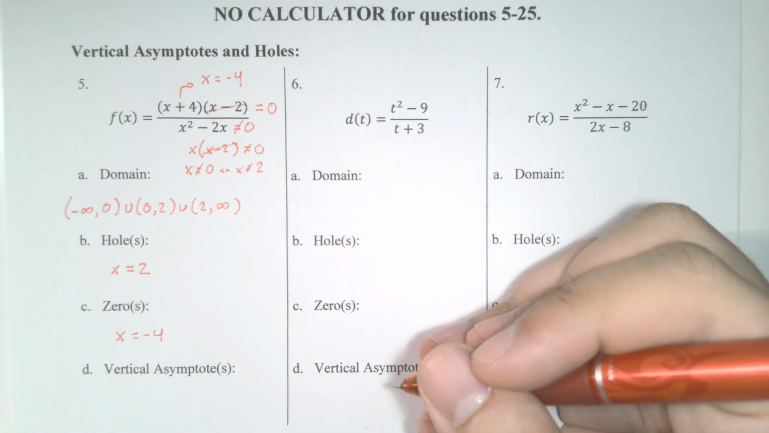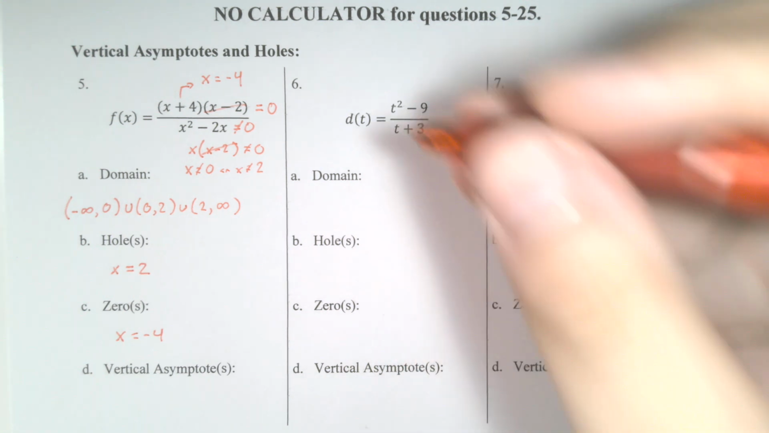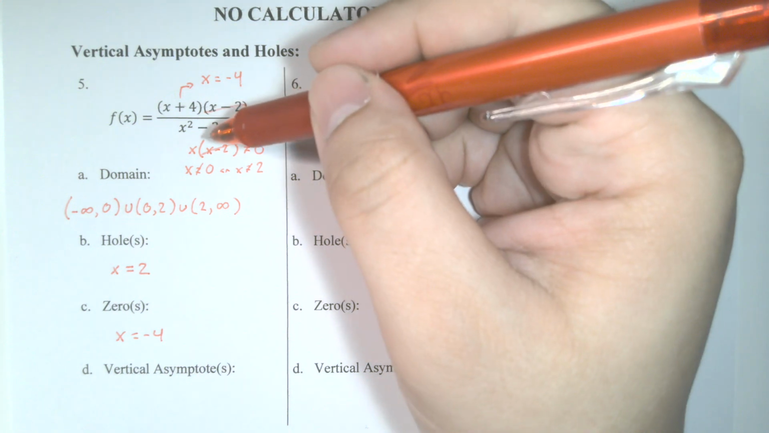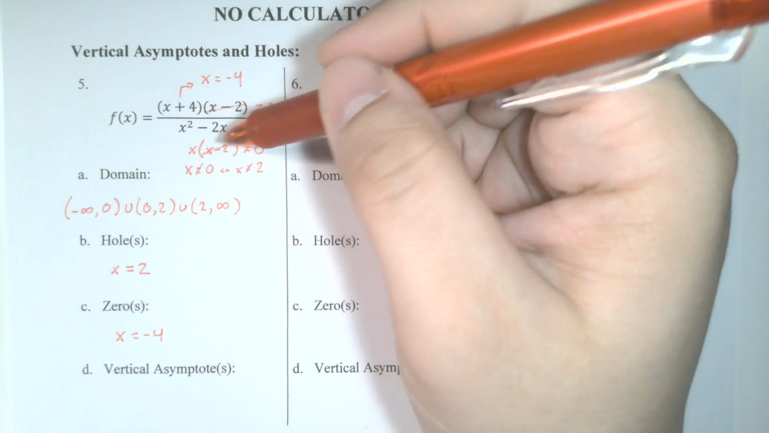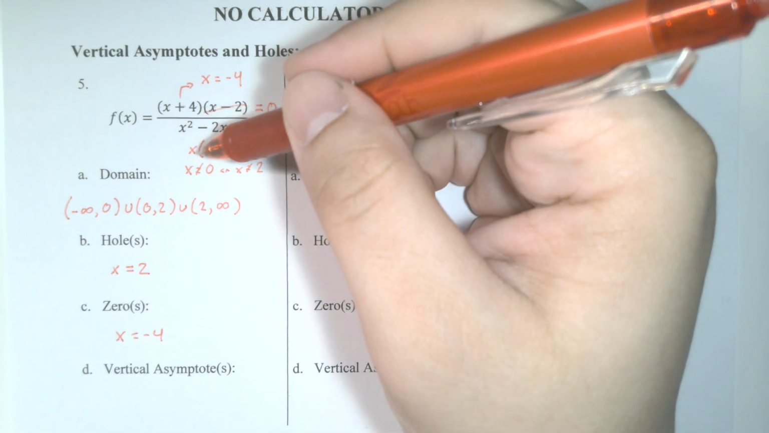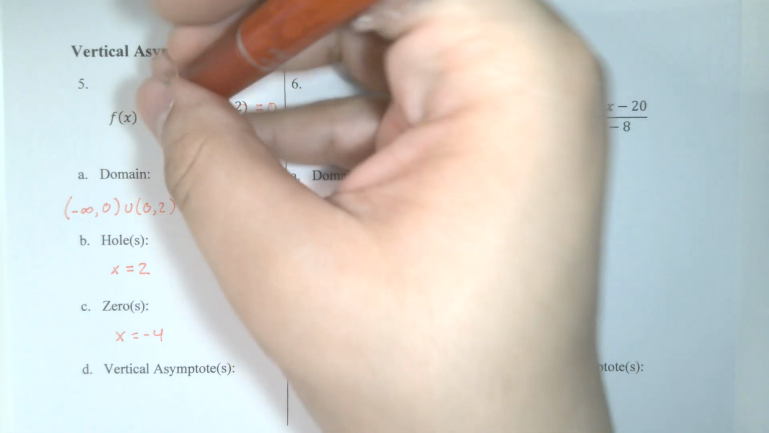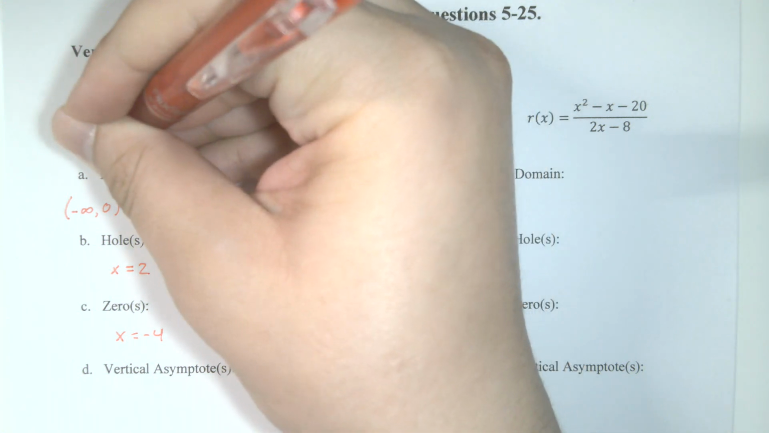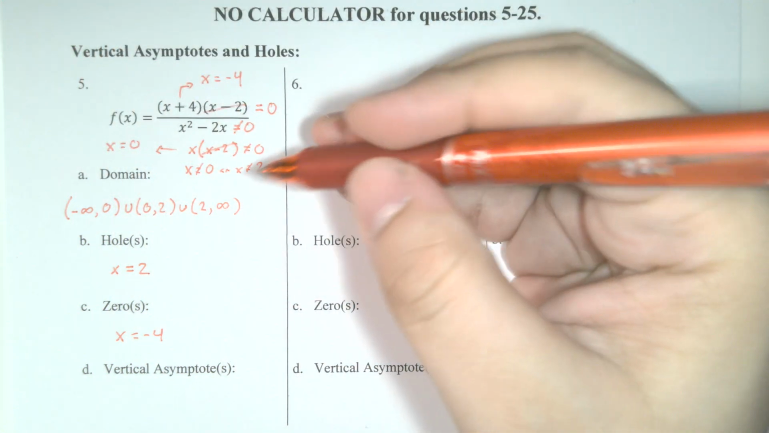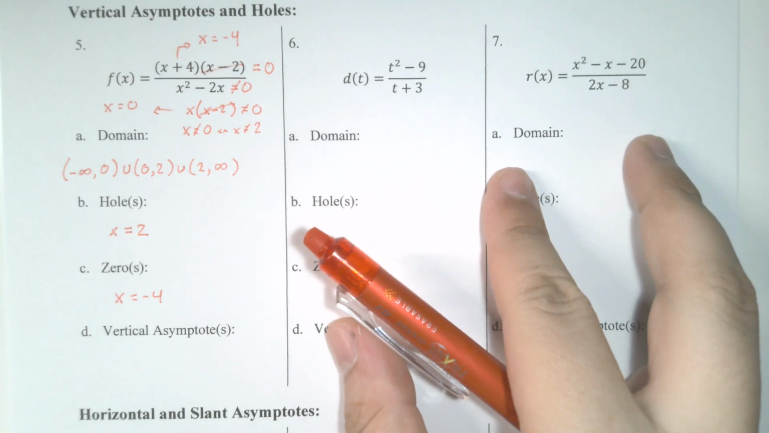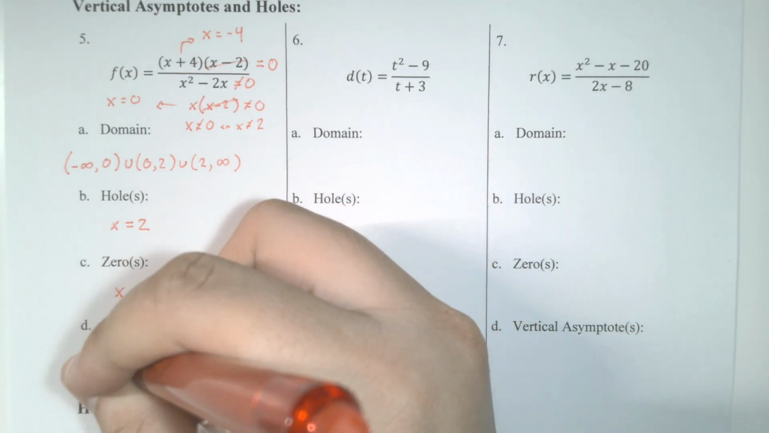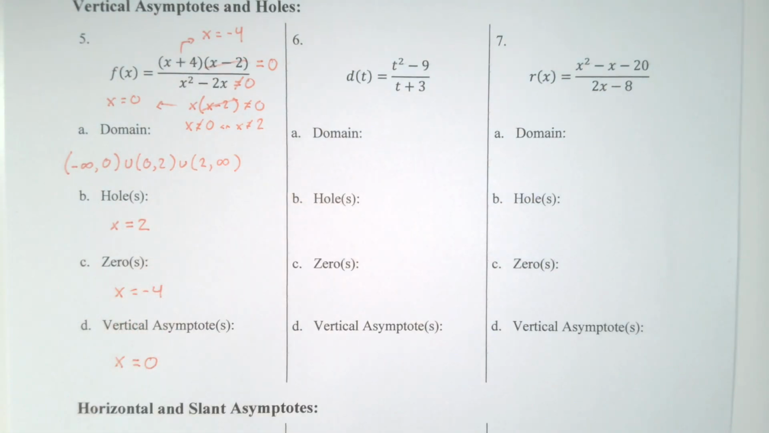And lastly, what about vertical asymptotes? So remember, when we factored out the bottom here, we still had an x. And anything that's left over in the bottom that did not factor out, wherever that's equal to 0 is going to be our vertical asymptotes. So x equals 0 here is a vertical asymptote. So there we go.